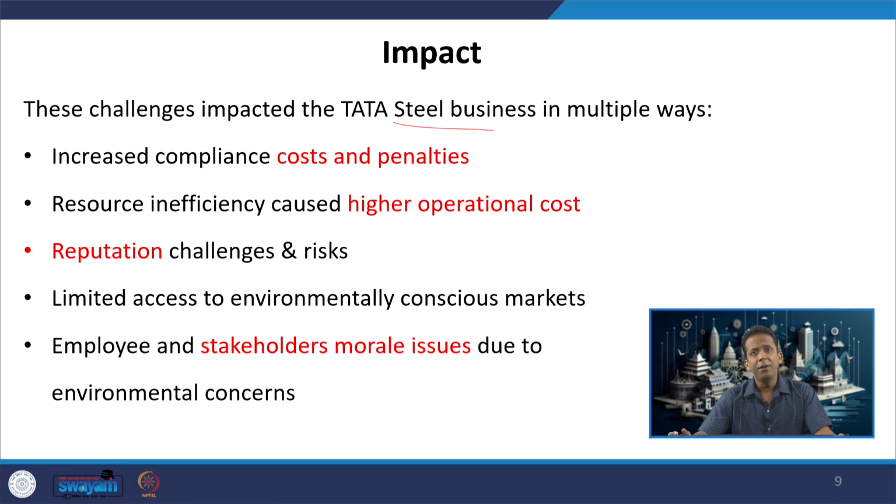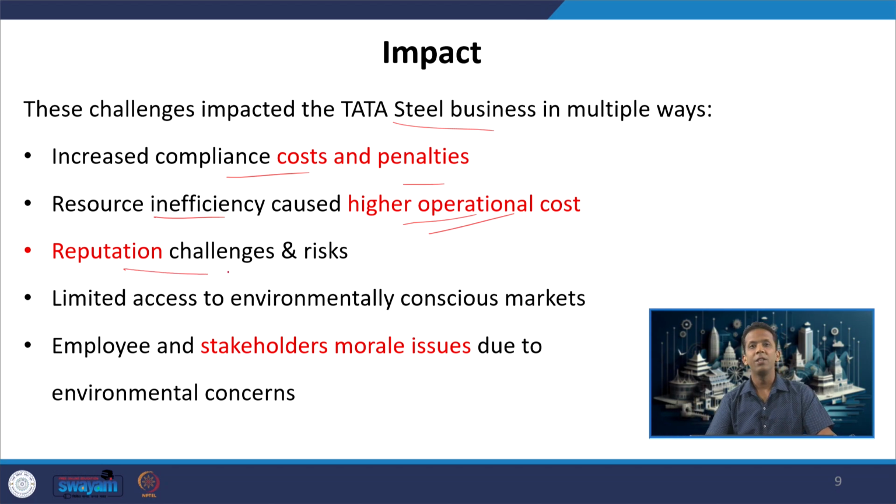So, it impacted the business in different ways. For example, because things were not utilized properly, there was wastage, there were emissions. So, there were breaches of compliance laws and regulations, and that increased the cost and penalty fines. The resource inefficiency led to higher operational cost. For example, if you are over utilizing or there is a wastage of material, it would lead to higher cost, and that would reduce the profit ultimately.